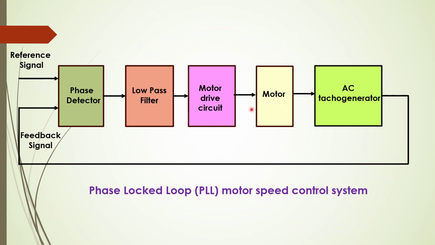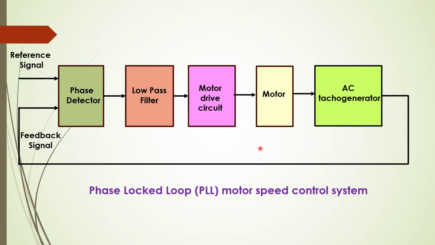So whatever the change in the load, that is sensed and detected, and it is compared and given back to the motor driver. Accordingly, the signal is passed, and once it is changed, then it is again locked. Once the motor runs at the same voltage and frequency, then it is compared and locked. So there won't be any change in the motor speed. This is how the phase lock loop works.